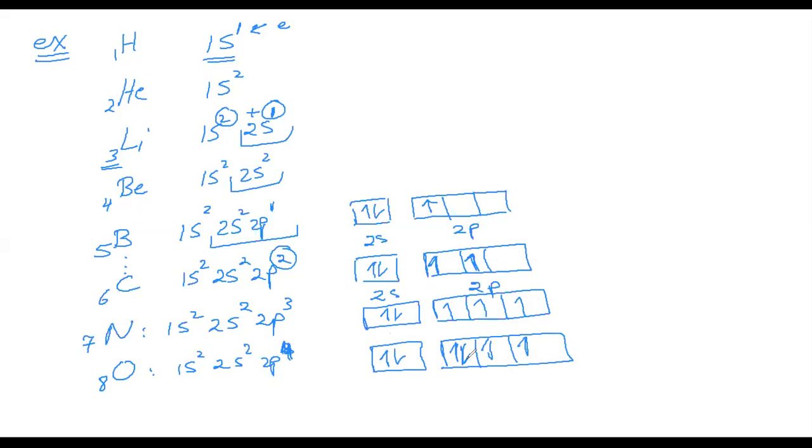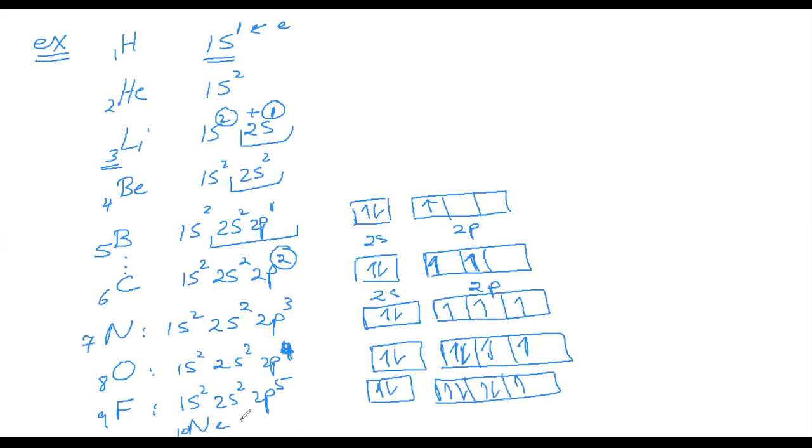Now we come to fluorine 9. It will be 1s2, 2s2, 2p5. And this means that in the last shell, we have 2 electrons in the 2s, and we have 5 electrons in the 2p. They are drawn 1, 2, 3, 4, and 5. And the last one in this period will be neon 10, 1s2, 2s2, 2p6, and this means that now the p subshell is completely filled with its 6 electrons.